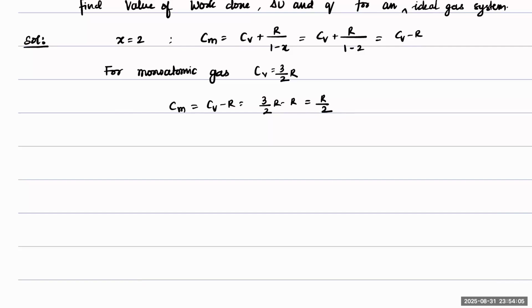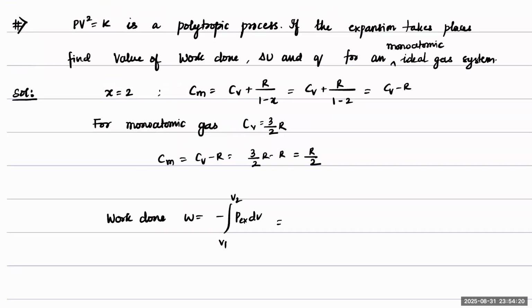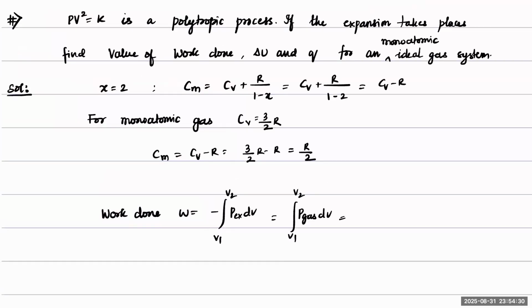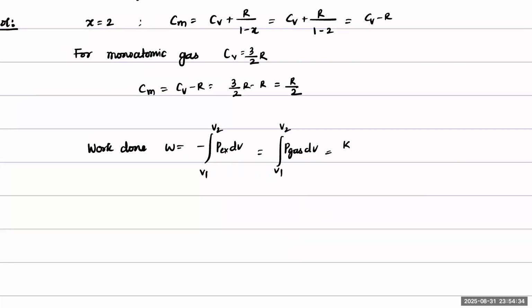And what happens to the work done now? Work done, W will be equal to minus integral P external into dV, V1 to V2. This is how we write it. Now what about the pressure here? So I can write it simply as P of gas into dV, V1 to V2. And pressure of gas can be written in terms of this value here. So that will be equal to some constant by V square, integral V1 to V2 into dV, okay, with a minus sign.